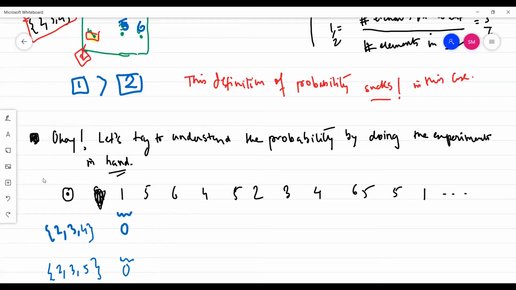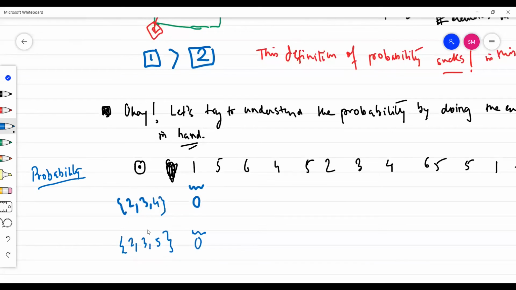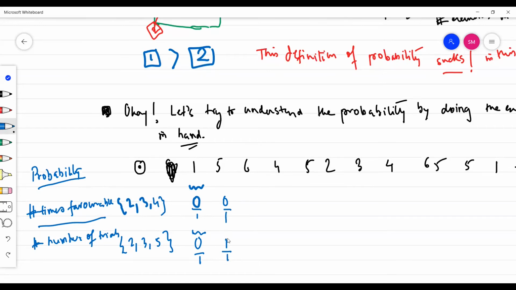They told that by this, that's a natural way of defining, right? They told that we'll update the estimate. Why have you put 0 for 1? Because 1 has occurred twice, right? No, because 2, 3, 4 did not occur at all, so the count is 0. So it's like 0 by 1 over here: one toss, number of times favorable by the total number of tosses, total number of trials. Here 5 has occurred, so for 2, 3, 4 it is 0, but for 2, 3, 5 it is 1.